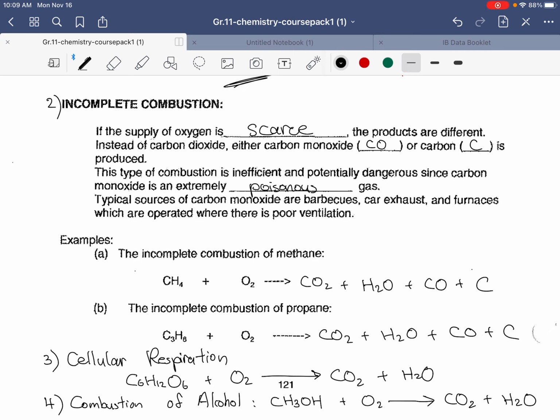So the next time, we're going to look at the displacements. We're going to first start with single displacement, followed by double displacement. Okay? All right, let's call it for today. Bye, guys.